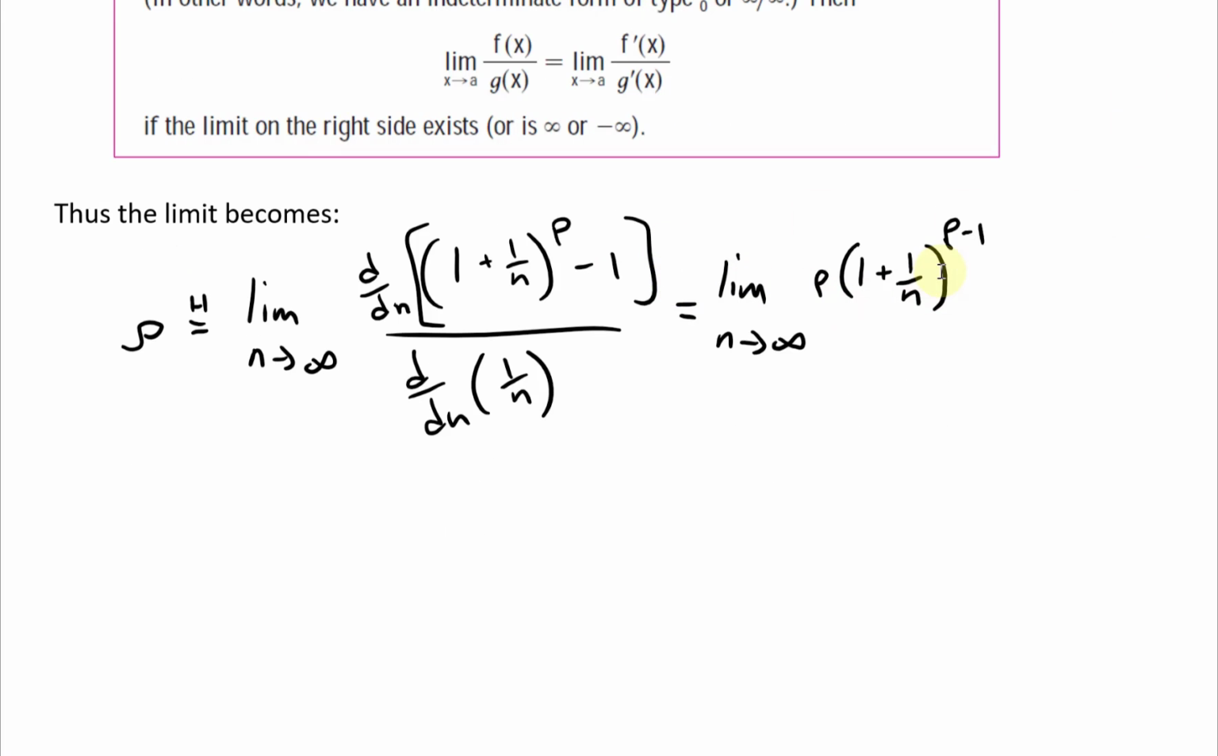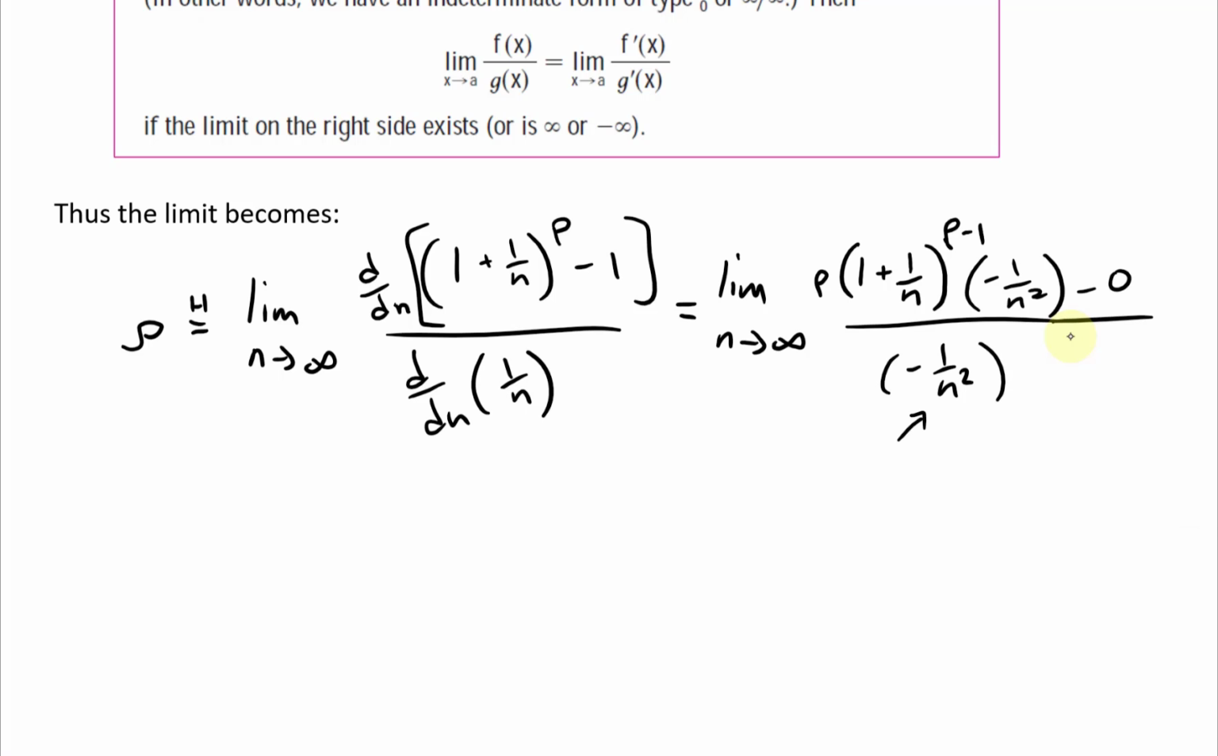And then using the chain rule to get the derivative of the inside, because in terms of n right there, there's 1 over n, and the derivative of that is negative 1 over n squared. I'll do the same thing over here, negative 1 over n squared, and the derivative of this 1 is 0, so it just goes away.